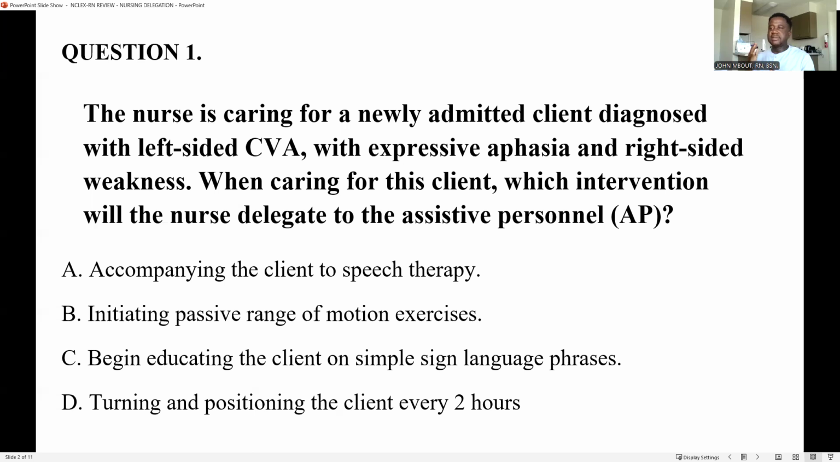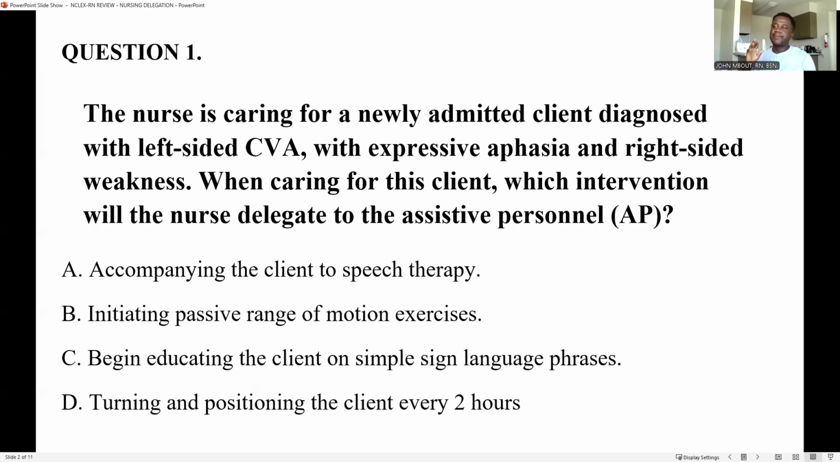Now, why is A not correct? It is not necessary to accompany the client to speech therapy. There is something we call rational delegation. You have your personnel in the unit. You must make sure that you don't overexhaust the personnel because they have work to do. You can just direct the client to the speech therapy department. You don't necessarily need somebody to accompany the client to speech therapy. This will take the AP out of the unit and reduce available help should a need come up.